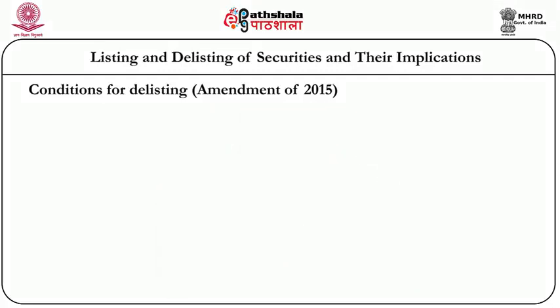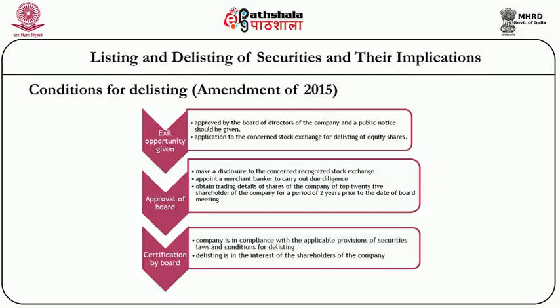Another change which has been made is about the exit opportunity and the procedure for the exit opportunity. So, in the case of voluntary delisting where an exit opportunity is required to be given, this proposal has to be approved by the board of directors of the company, public notice should be given, and the application to the concerned recognized stock exchange for delisting of equity shares should also be given. The board of directors has to approve and make a disclosure to the concerned recognized stock exchange, appoint a merchant banker to carry out the due diligence process, and obtain trading details of shares of the company of the top 20 shareholders of the company for a period of 2 years prior to the date of the board meeting when they are working on the approval of the resolution for the proposal of delisting.